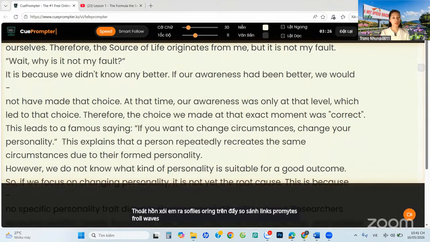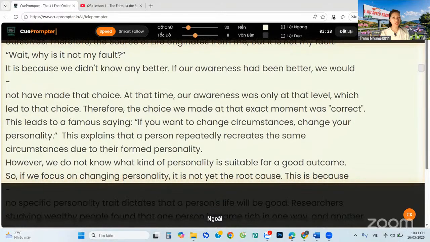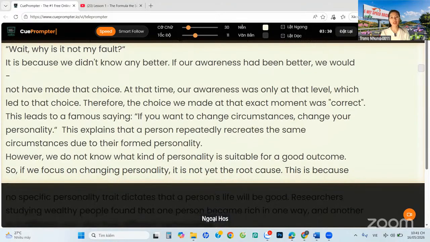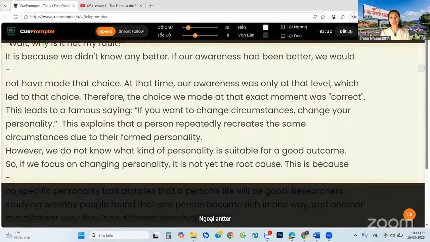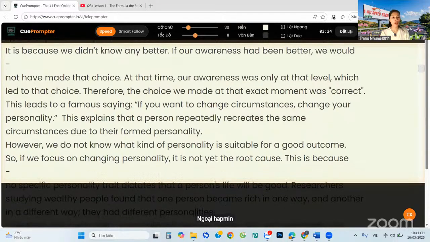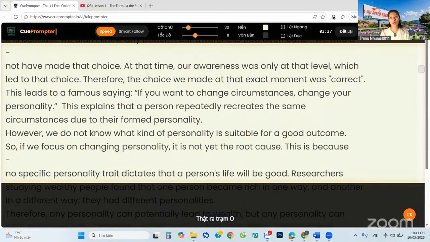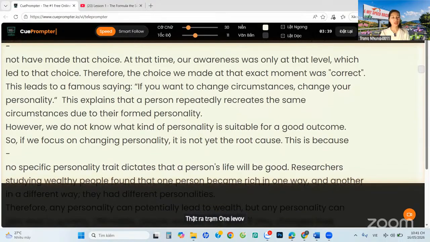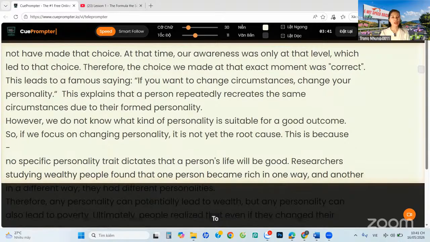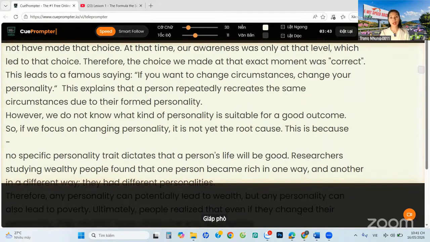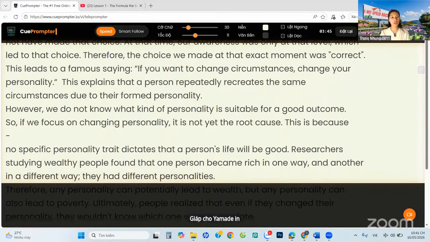Wait, why? Why is it not my fault? It is because we didn't know any better. If our awareness had been better, we would not have made that choice. At that time, our awareness was only at that level, which led to that choice. Therefore, the choice we made at that exact moment was correct.